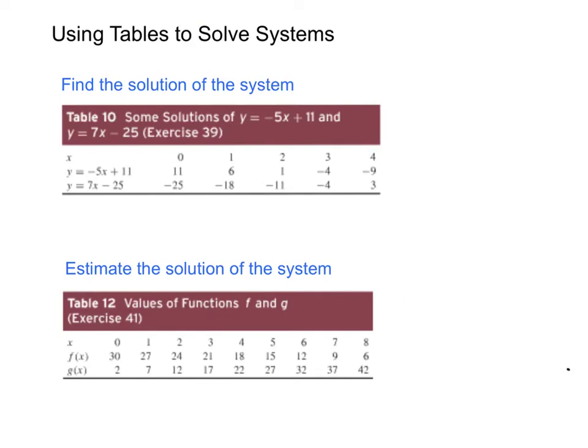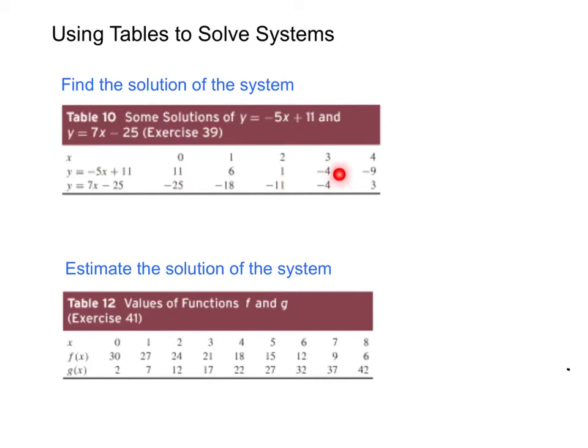Okay, now let's look at how we can use tables to solve systems. Now in a table, if we're given the various different x coordinates in this top row, and then we have one equation in the second row and the other equation in the third row, what we really want to do is compare the y values to find where they're the same. Now here they're not the same because you have 11 and negative 25, so the y values aren't the same. Here the y values are not the same either. Here they're still not the same, 1 and negative 11.